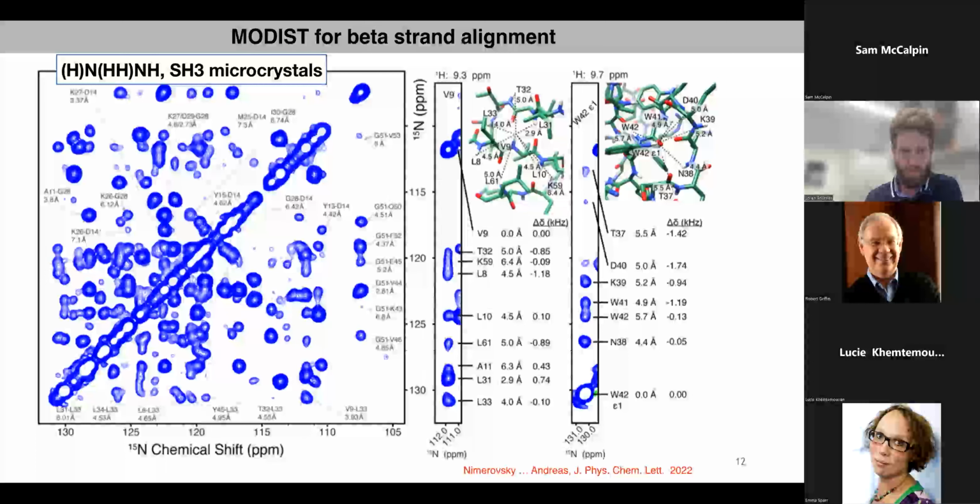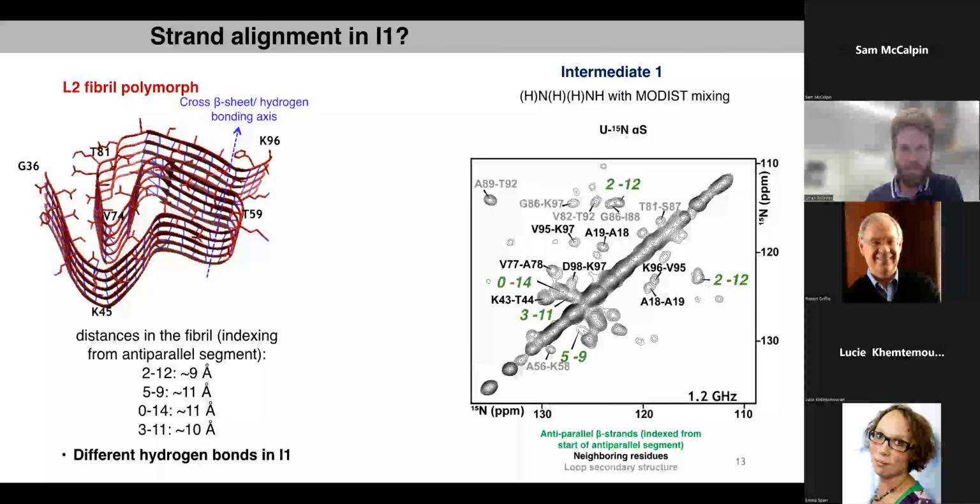So with this method in hand, we then turn towards the intermediate again. And here, let me start by pointing out the black cross peaks. These come from the beta strands 1 and 4 region, which we saw, based on chemical shifts, were in parallel and in register arrangement, just like the fibril. And indeed, we see primarily sequential contacts showing up in these black colored peaks.